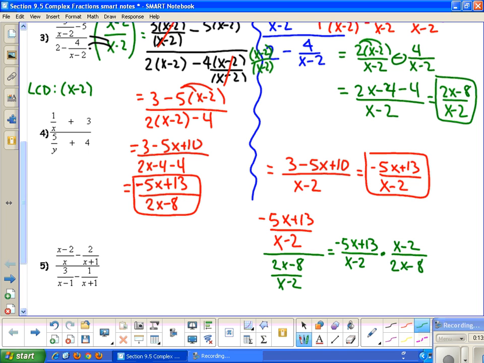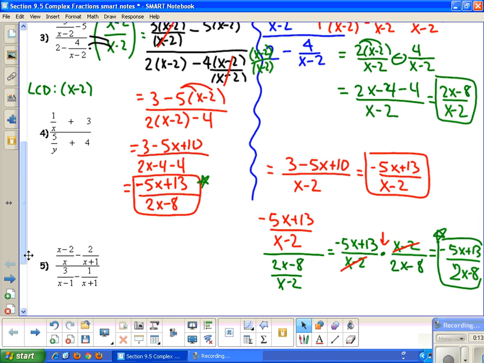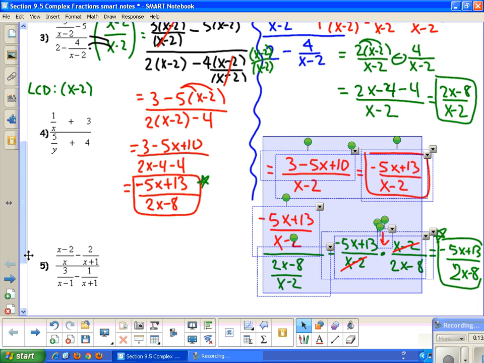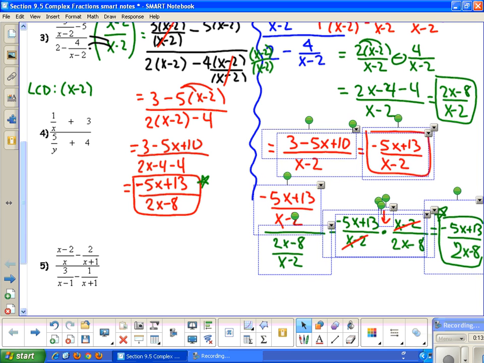So negative 5x plus 13 over x minus 2 times x minus 2 over 2x minus 8. And then notice that you look for a common factor since this is multiplication. Now I can cancel these out, and that becomes equal to negative 5x plus 13 over 2x minus 8, which is the same thing as what we got right here. But that way took a lot longer than the first way. So you can do either of the two ways. It's fine, but sometimes one way will take you more time than another.